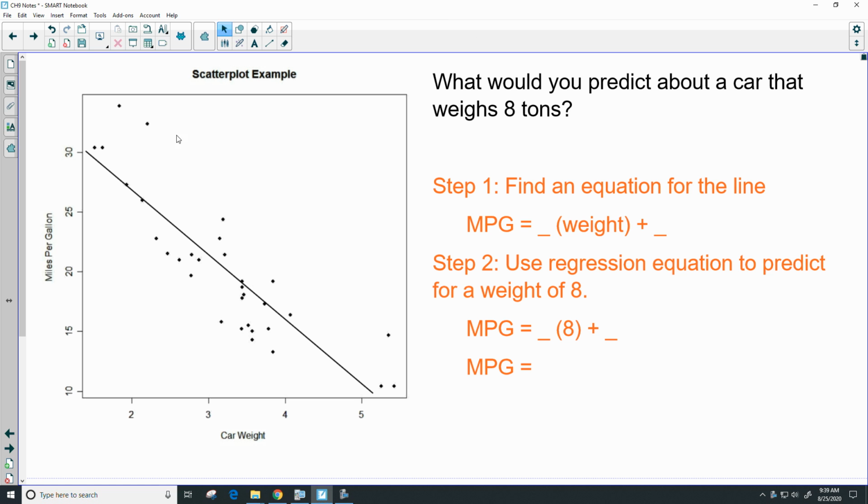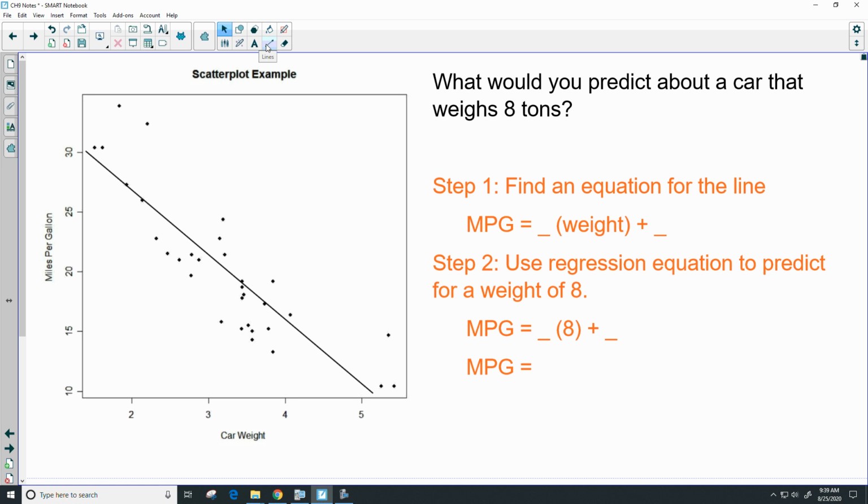So, first thing I want to do is, the question says, what would you predict about a car that weighs 8 tons? Well, the scope of my problem only goes from, I don't know, like from 1 to maybe 6. So this is going to be just slightly outside of the scope of the problem. But no worries. First thing I'm going to have to do is find the equation for the line. So how do I find the equation for this line?